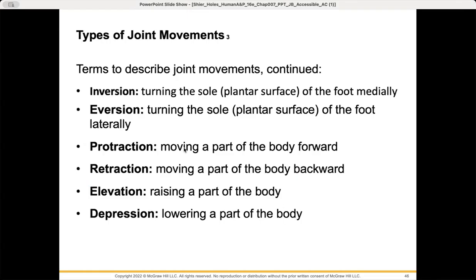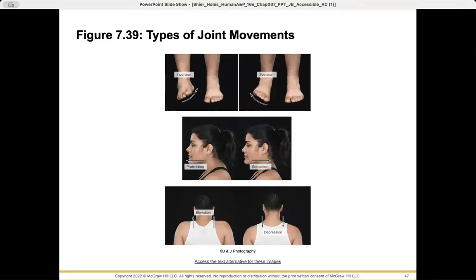A few other terms, we have inversion and eversion. Inversion, where the bottom of your foot, the sole of your foot, is medial, okay, towards the inside of your body. Eversion, the bottom of your foot is facing lateral, away. We could do protraction or retraction. Protraction, moving a body part forward. Retraction, moving it backward. And then we can even do some simplistic ones like elevation and depression. Elevation is to raise that body part. Depression is to lower it. We'll see a few pictures here.